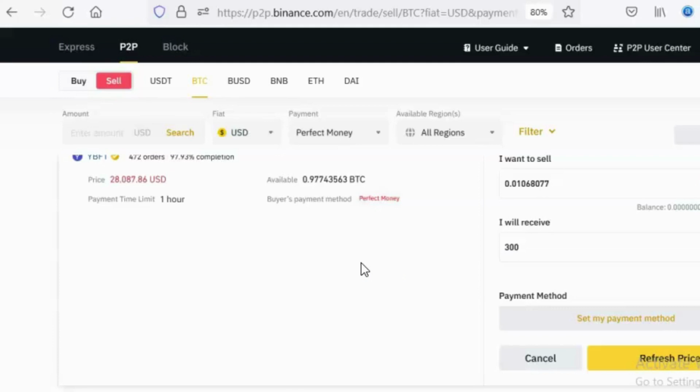Or if, for example, we cannot see the funds he claimed were sent to us, then we will quickly alert support. There's a tab to do that, such that there will be a dispute and Binance will resolve the issue. So basically, that's the way to sell. We now get our funds in our Perfect Money account, and we've got back our funds in our local currency.